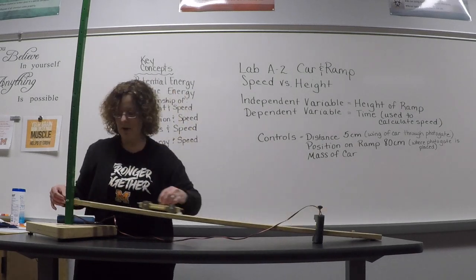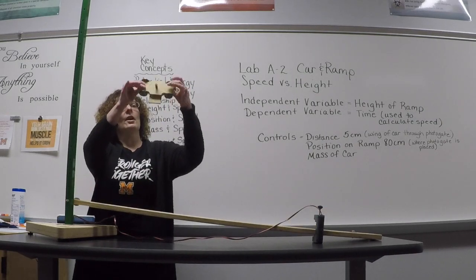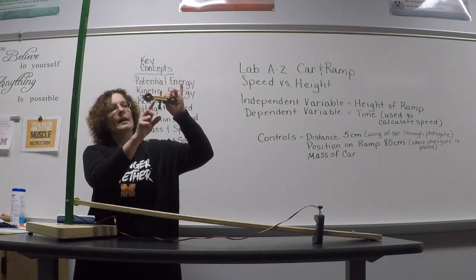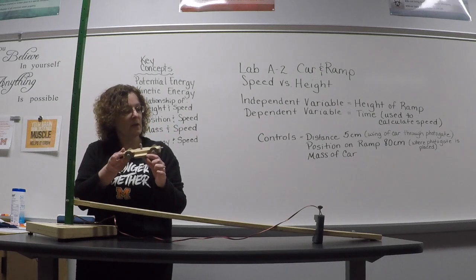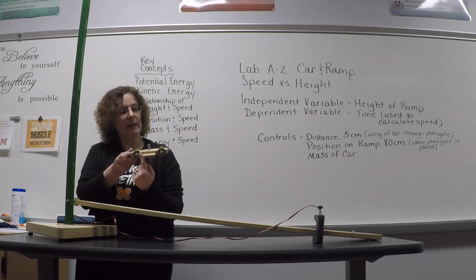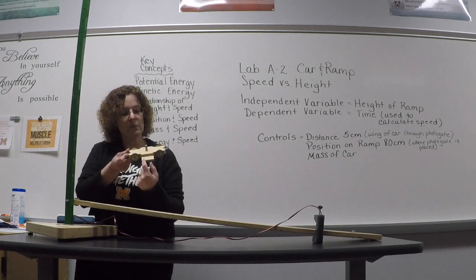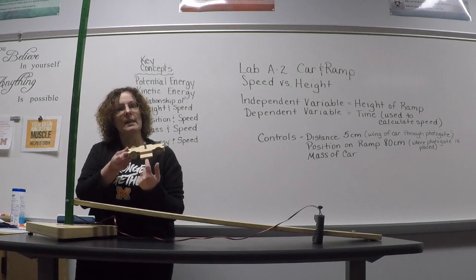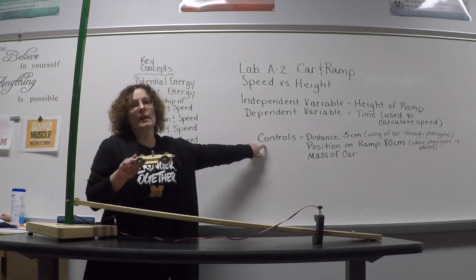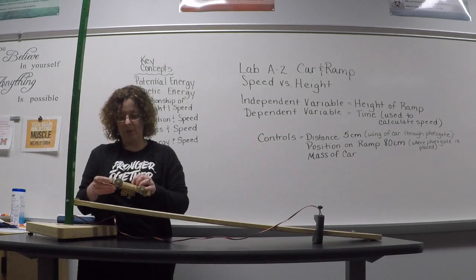This is our car, and if you take a look, our car is set so that it fits on the ramp and it has what we call a wing. When the first part of the wing crosses over the photo gate, it starts the photo gate, and when the back end crosses over it, it stops it. So this wing is 5 centimeters, and that's what we're going to be using as our distance today, and that's one of our controls for this particular lab.